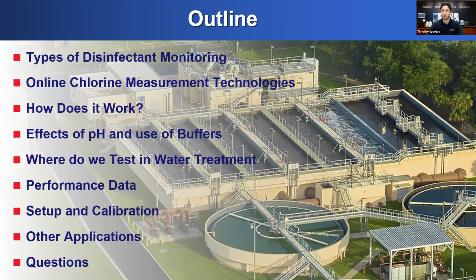We'll talk about pH and how pH affects chlorine detection in water, and why we use things like buffers in those chlorine probes to help them better detect the chlorine in the water. We'll talk about at what points throughout the water treatment process we test, and why we do that. I'll show you some performance data that we've collected in the field so that we can see real-world examples of how these chlorine probes work.